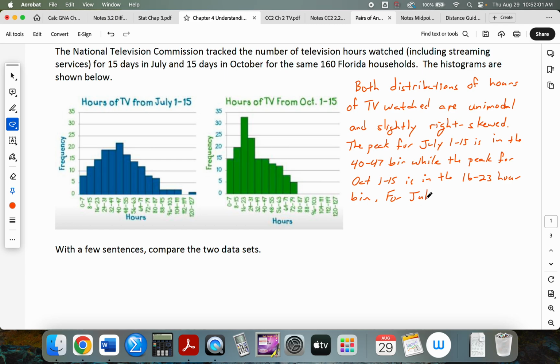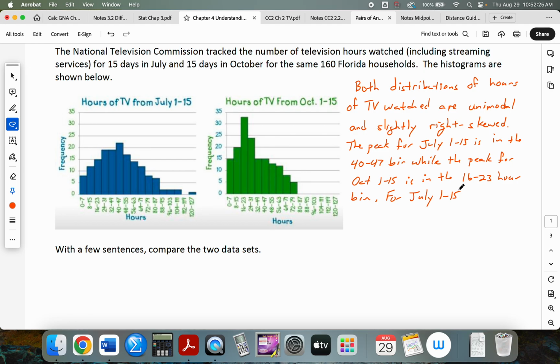Could you say the standard deviation of one is greater than the other? Yeah, it's a little hard to tell on this one. I would guess that the standard deviation on the first one is greater, because of the outliers, because of that tail. So you could probably talk about that.